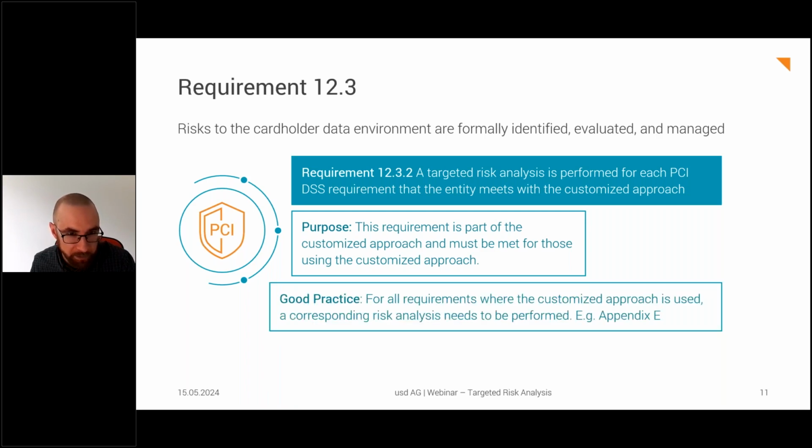The good practice here is to use the Appendix E or a similar methodology to perform this risk assessment or this risk analysis. And into this Appendix E, which is the kind of form that the PCI Council recommends, I want to deep dive a little bit. I want to go through this with you just to show you what kind of expectation the Council has regarding such a targeted risk analysis.